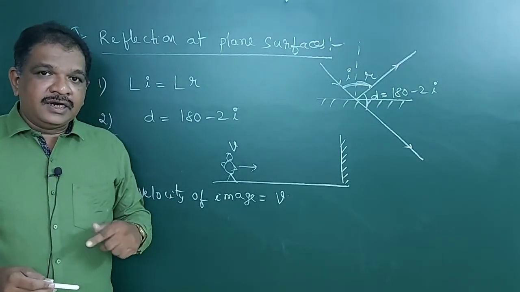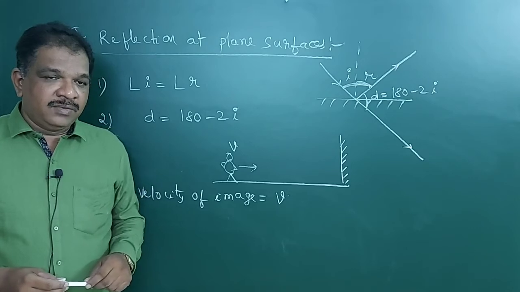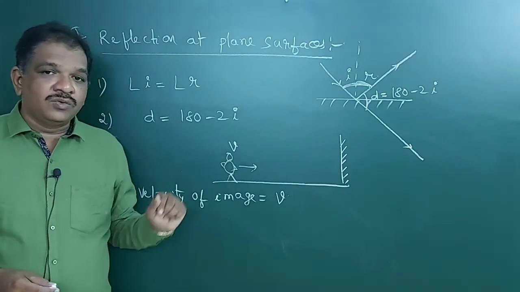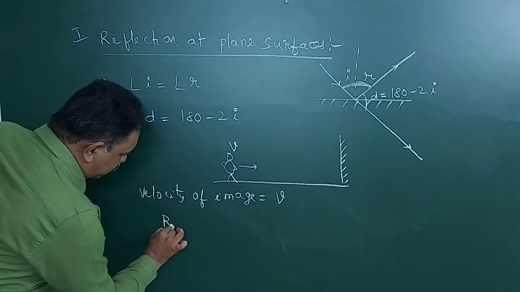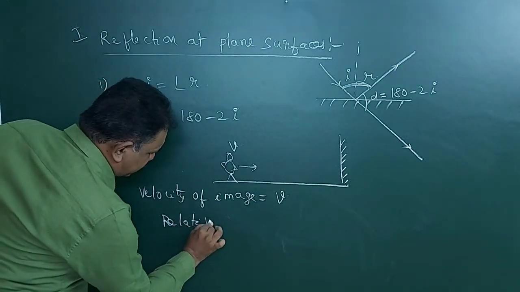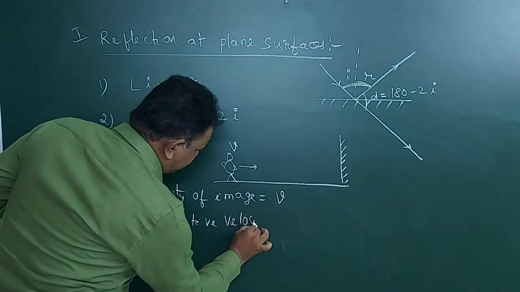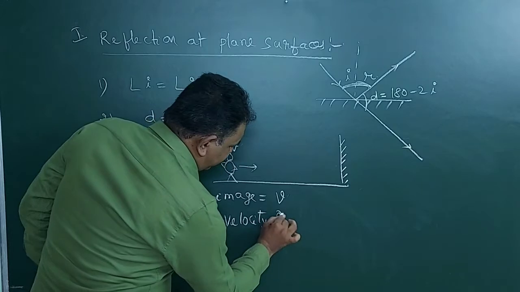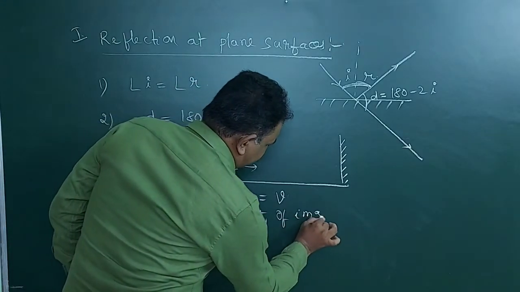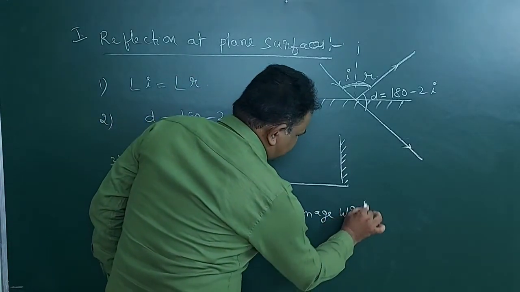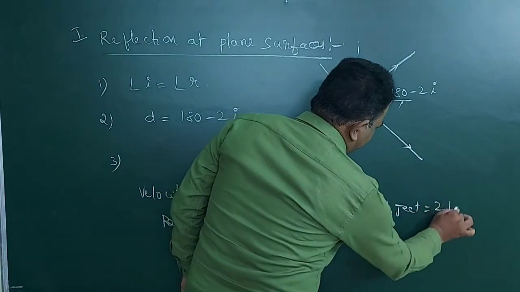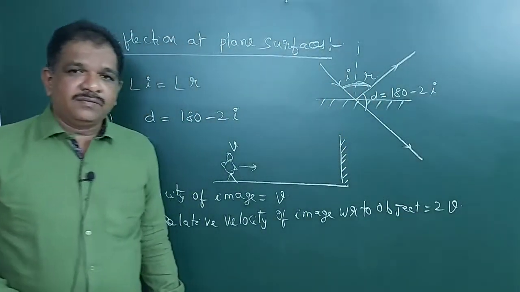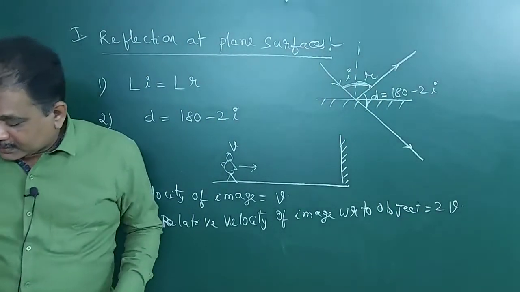What is the relative velocity of the image with respect to the object? Like that, questions will be there. So the relative velocity of image with respect to object will be equal to 2V. Okay.